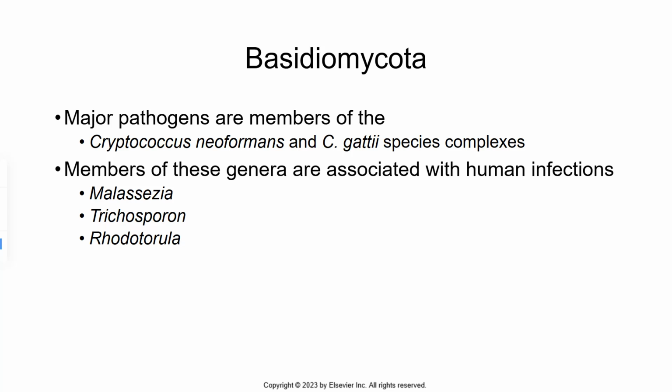Basidiomycota. Major pathogens are members of the Cryptococcus neoformans and C. gattii species complexes. Cryptococcus neoformans is a yeast, and we're going to talk about the significant infections that it causes. Members of these genera are associated with human infections: Malassezia, Trichosporon, and Rhodotorula.